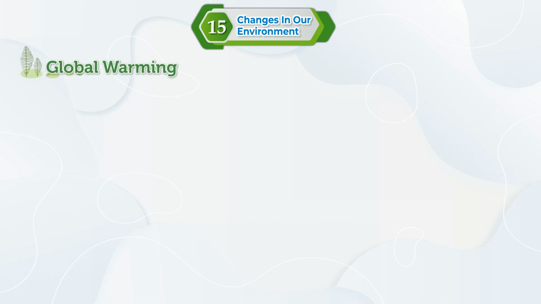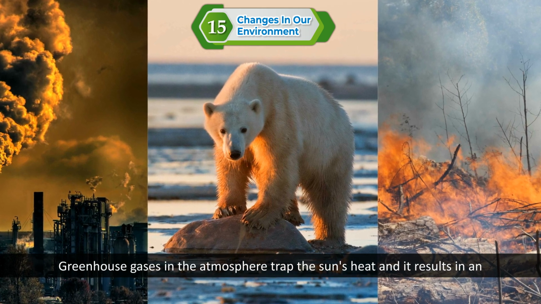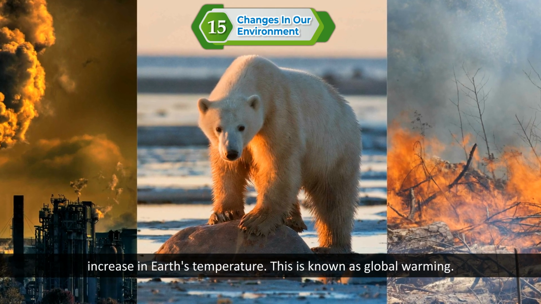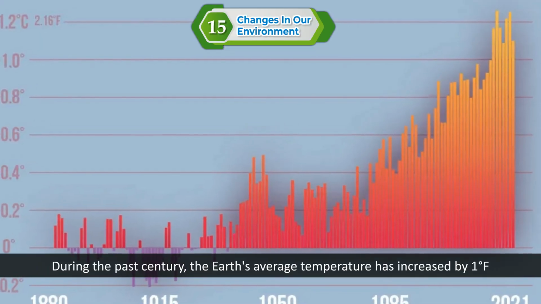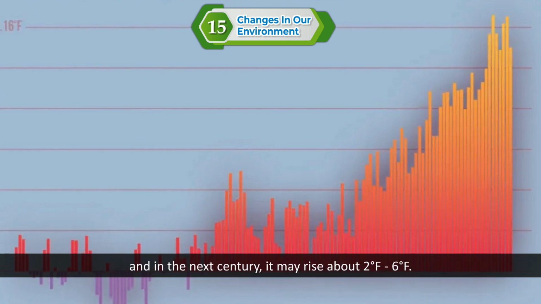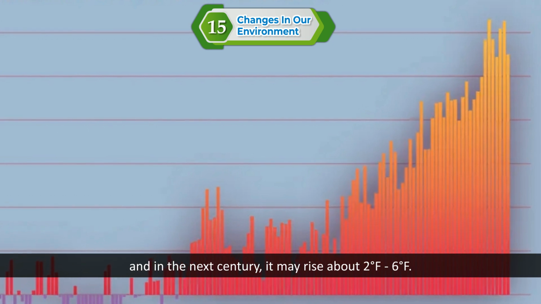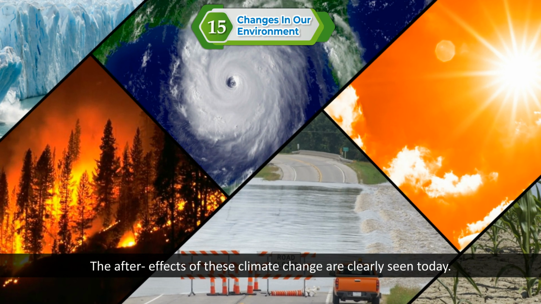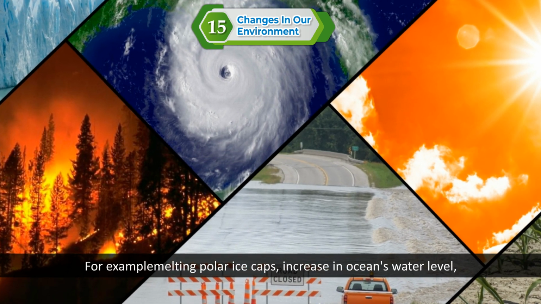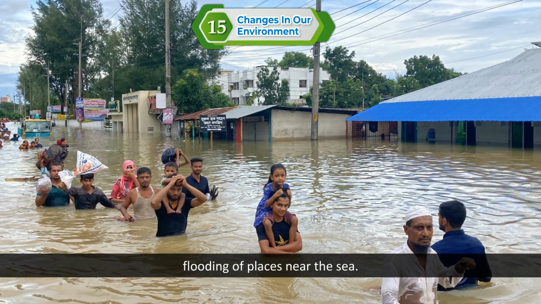Global warming. Greenhouse gases in the atmosphere trap the sun's heat and it results in an increase in the Earth's temperature. This is known as global warming. During the past century, the Earth's average temperature has increased by 1 degree Fahrenheit and in the next century, it may rise about 2 degrees Fahrenheit to 6 degrees Fahrenheit. The after effects of this climate change are clearly seen today. For example, melting polar ice caps, increase in the ocean's water level, flooding of places near the sea.